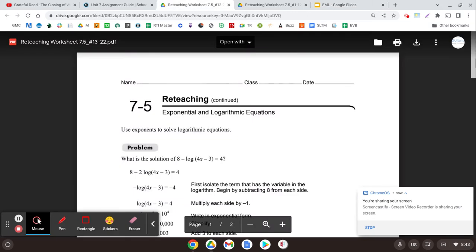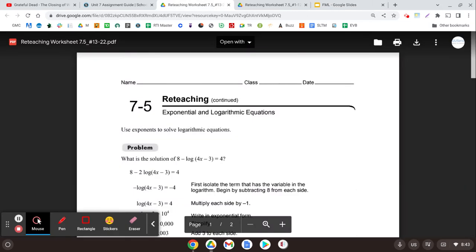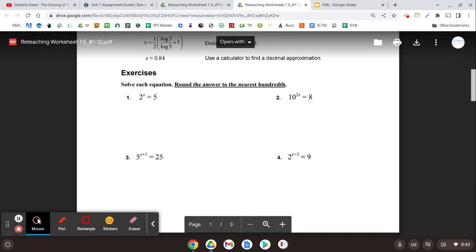All right, boys and girls, 5-minute lessons, and we are solving equations involving exponents and logs. So using logs and the change of base formula to solve an equation.